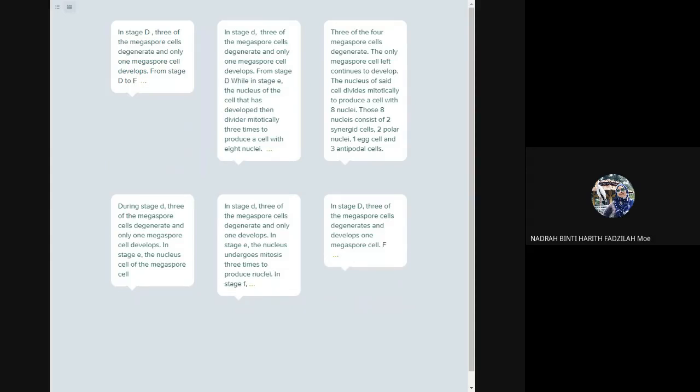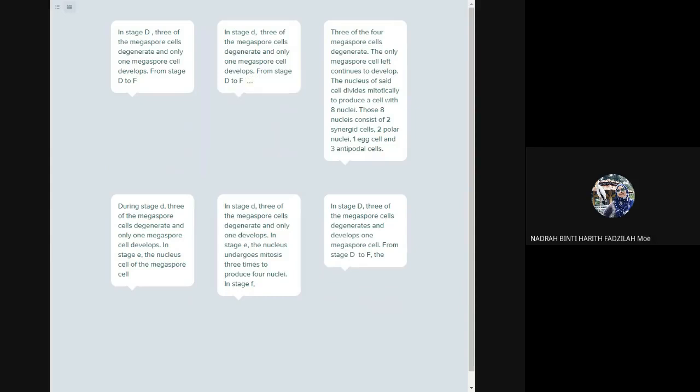So dia dapat 3 markah sebab berapa yang degenerate pada stage D, berapa yang develop pada stage D. Dah 2 point kat situ. Mitosis berapa kali, point yang ketiga. And then at the end of stage F, berapa nuclei form. That is point number 4. So kena hati-hati bila soalan based on the diagram.